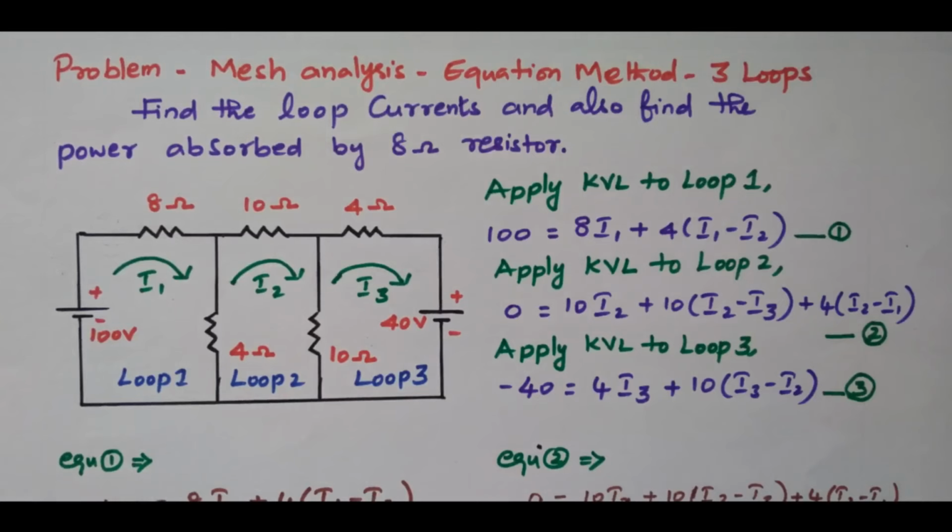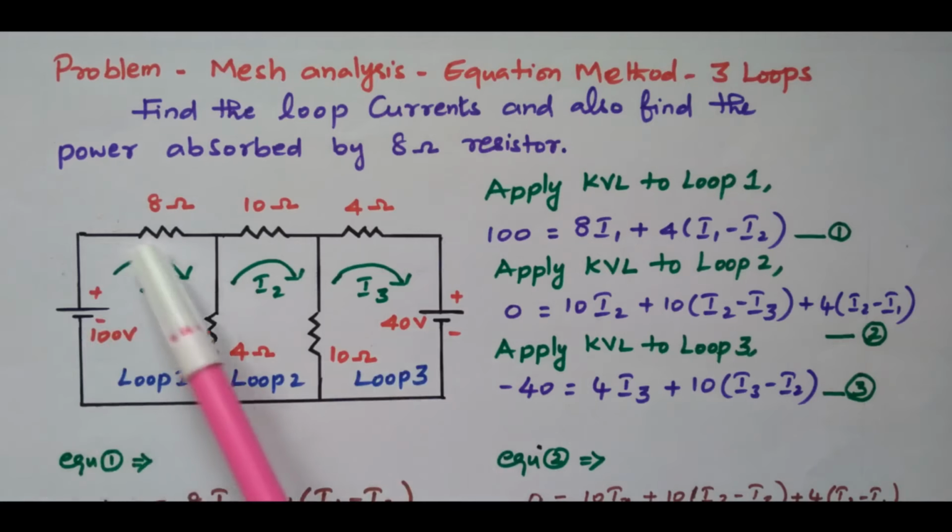Welcome viewers. In this video we'll see a problem based on mesh analysis by the equation method containing 3 loops. The question is to find the loop currents and also the power absorbed by the 8 ohm resistor. Consider this diagram, where the circuit network is available. We need to find the loop currents I1, I2, I3 and also the power absorbed by this 8 ohm resistor. In this we have two voltage sources, 100 volts and 40 volts.